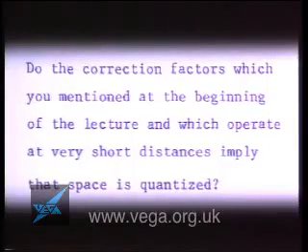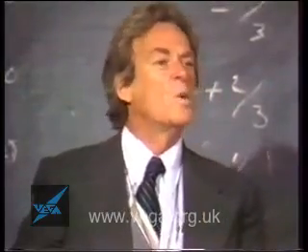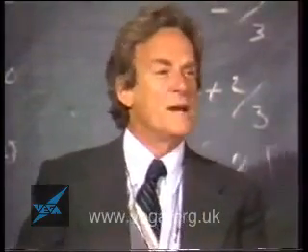Do the correction factors which you mentioned at the beginning of the lecture, and which operate at very short distances, imply that space is quantized? Yes, that leads to a lot of possibilities. It could be that space is quantized and so on and so on, but all the experiments, you see, are in agreement with supposing that distance is virtually zero. We don't know where it is. It's certainly way beyond the experimental range, which corresponds to 10 to the minus 15 centimeters. It doesn't mean that it couldn't be quantized at 10 to the minus 20 centimeters.